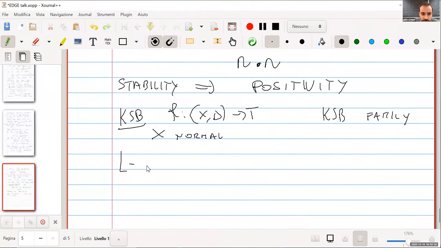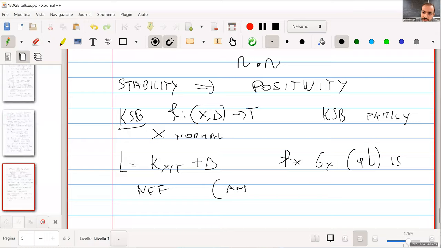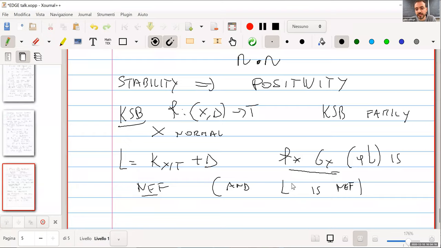And then if you take L to be K_{X/T} + Δ, then f_*(O_X(qL)) is nef. And actually from this, you can also easily get that L is nef. This is very easy. But somehow this is very hard. KSB stability implies this is a very hard result of Fujino, which I've already mentioned. And so I want to repeat it, because really this key assumption is gratis, it's for free in the KSB stability case because of this deep result. And also the nefness of L.